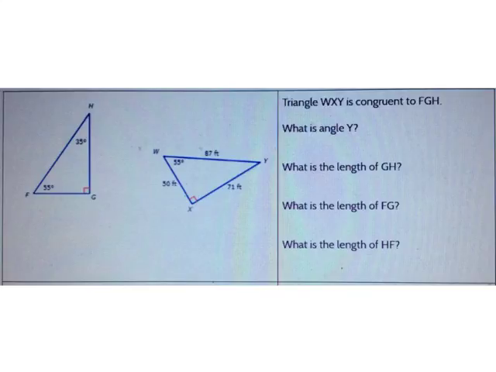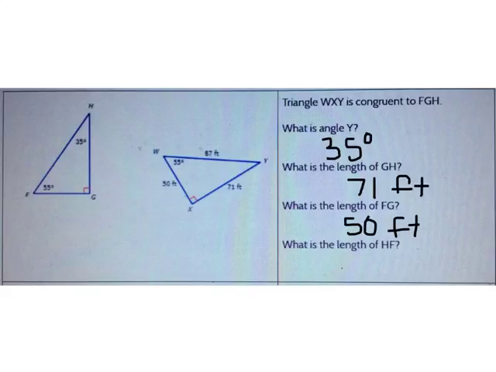Now try one on your own. What is angle Y? Well, angle Y corresponds to angle H, so it's 35 degrees. What is the length of GH? GH corresponds to XY, so it's 71 feet. What is the length of FG? FG corresponds to WX, so it's 50 feet. What is the length of HF? HF corresponds to YW, so it's 87 feet.